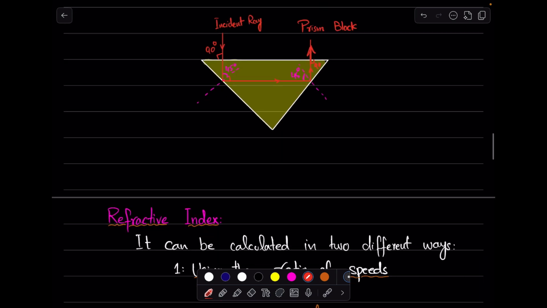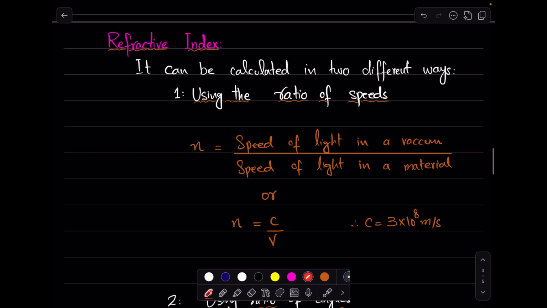Okay, so next thing is refractive index. The refractive index basically defines the property of the medium, that is how much light will be changing its speed or its wavelength, or how much light will be bent when it moves into that medium or out of that medium. Okay, so refractive index can be defined as the ratio of the speed of light in vacuum and the speed of light in that medium. Okay, it's the ratio of it.